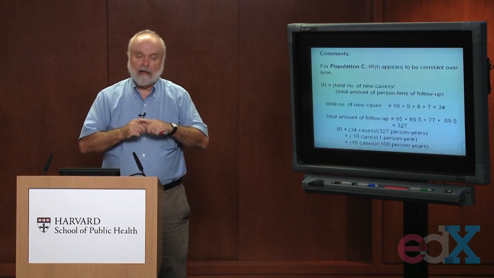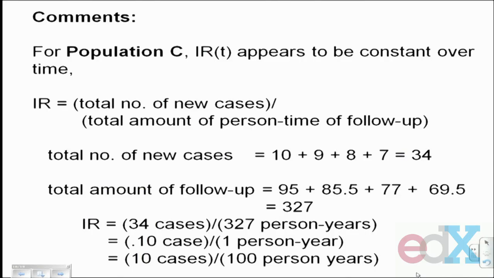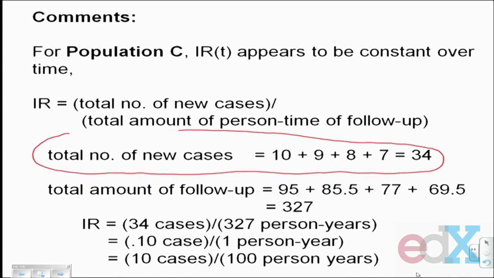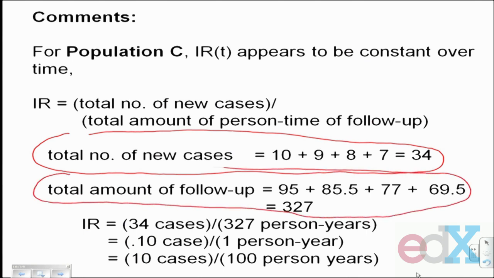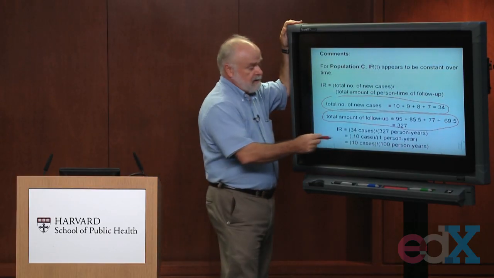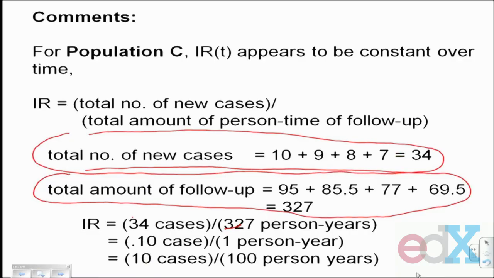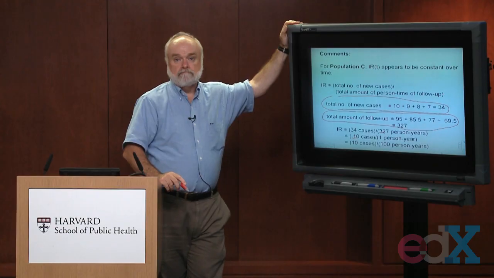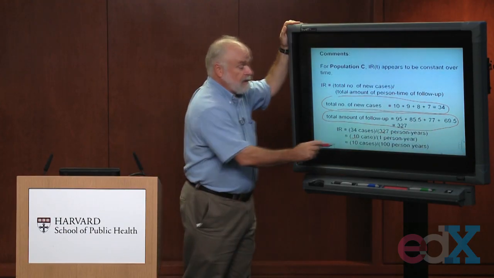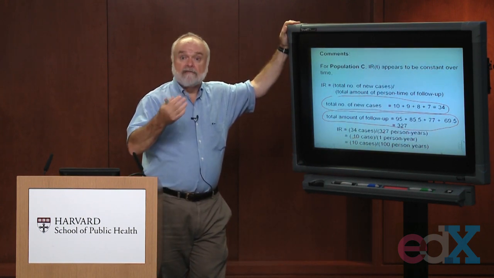So, a couple of comments. As I said, for population C, the incidence rate appears to be constant. In that case, let's add up all the cases, to get a total number of cases, 34. Let's add up all the person time, whether it happened in the beginning of the study, the middle, or the end, 327 person years. Let's take total cases divided by total person time, 34 divided by 327, and we get that number, 0.10 cases for every 1 person year, which, if I want, is the same thing as 10 cases for every 100 person years. That's my estimate of the common incidence rate.